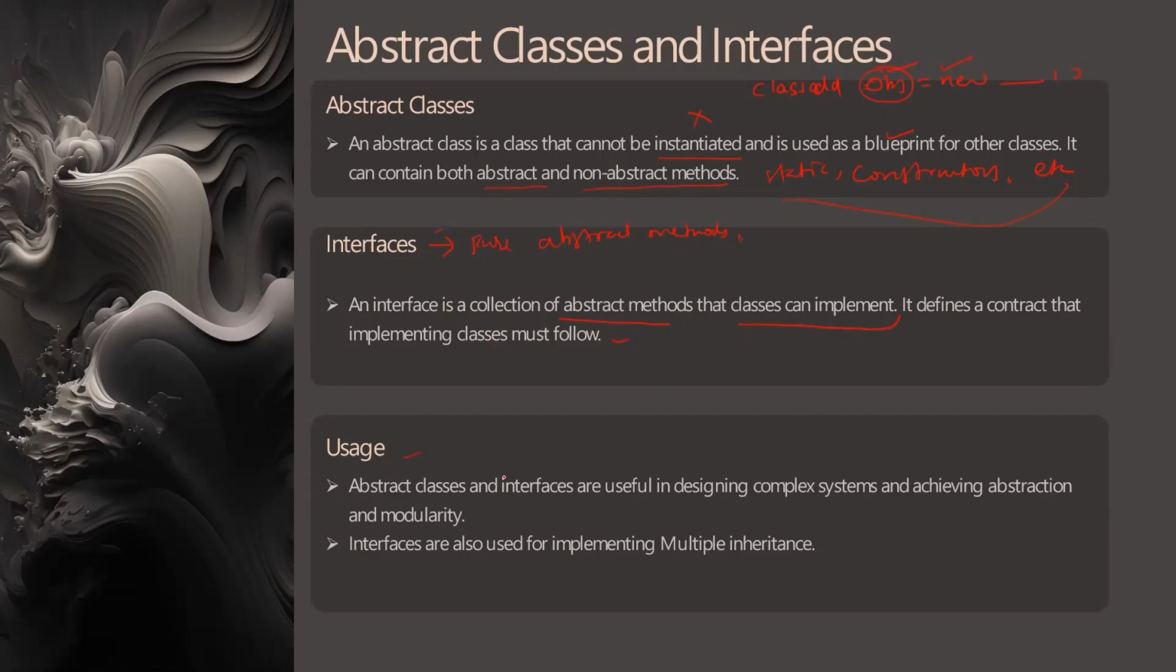Now usage. Abstract classes and interfaces are useful in designing complex systems and achieving abstraction and modularity. Interfaces are also used for implementing multiple inheritance. That's what we have seen, right? Interfaces are used for implementing multiple inheritance. Clear? So this is all about the basics of abstract classes and interfaces.